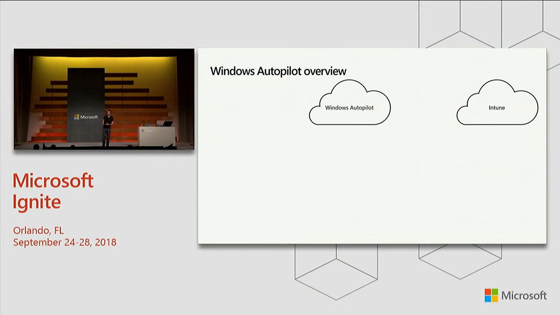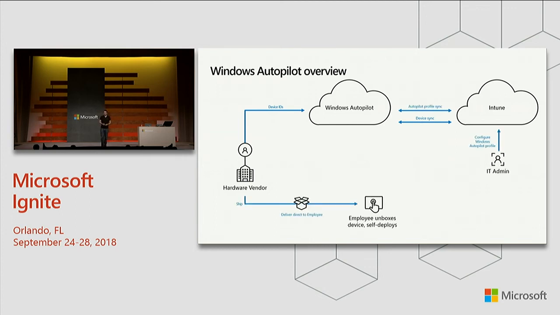The way this works is that you work with your OEMs, and the OEMs pre-register the devices that you're ordering into the Windows Autopilot service. So making that registration of that device to your environment. That then syncs into Intune, and from Intune you're able to specify the profile that is applied to a device, and it's the profile that defines the initial config of how that user receives that device.